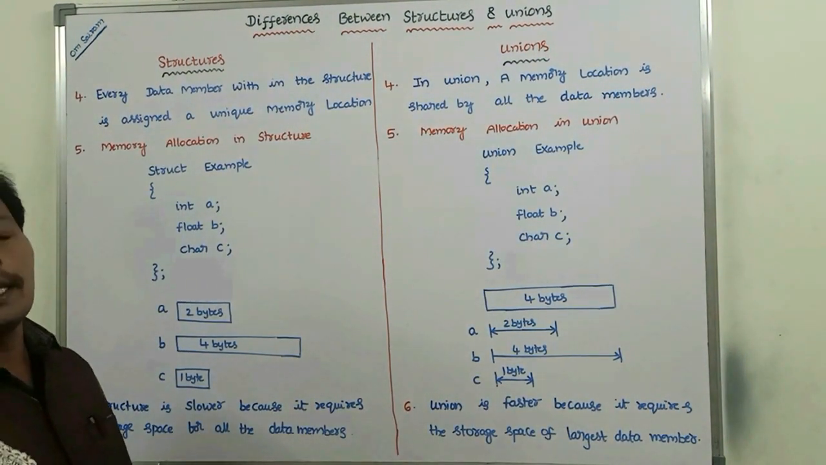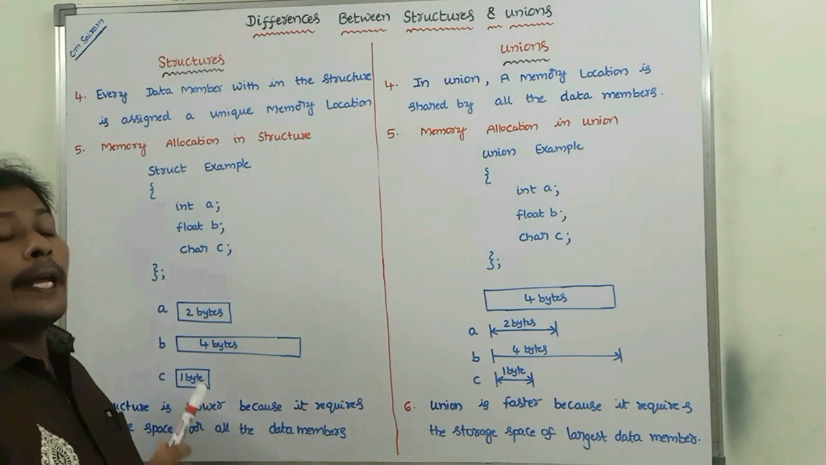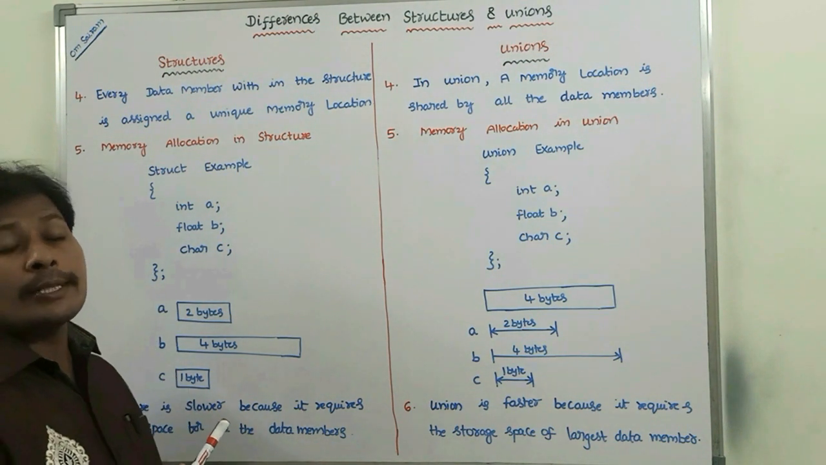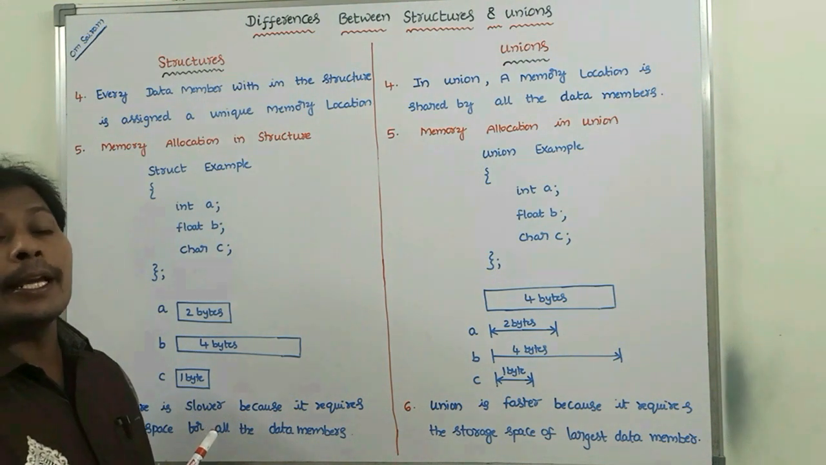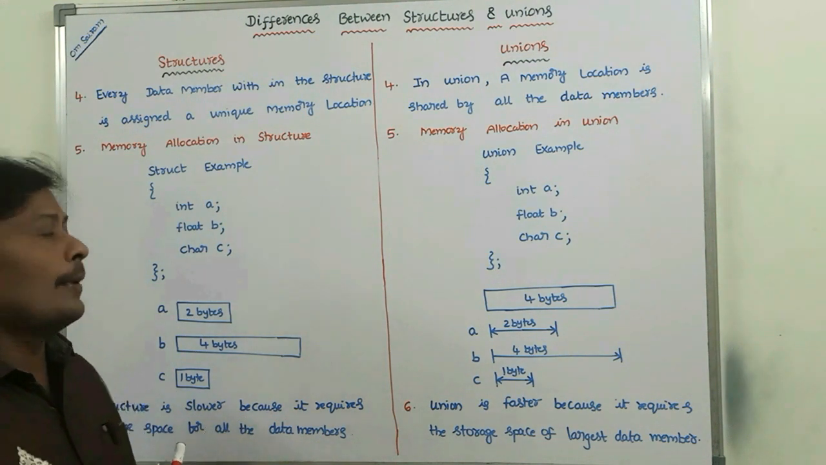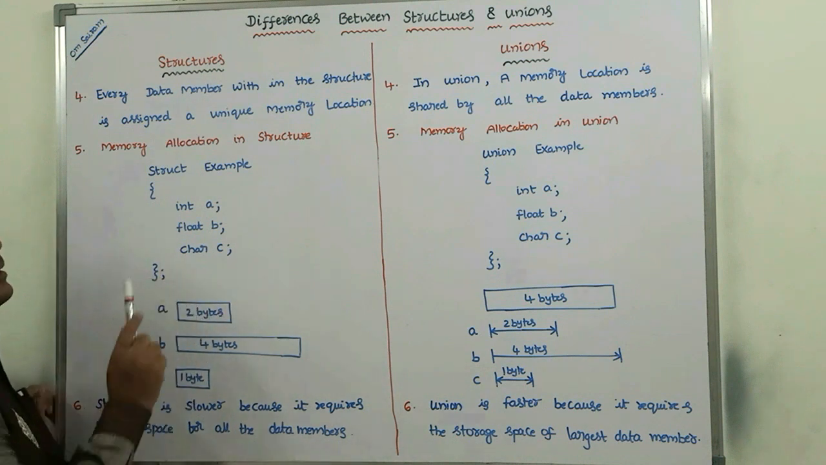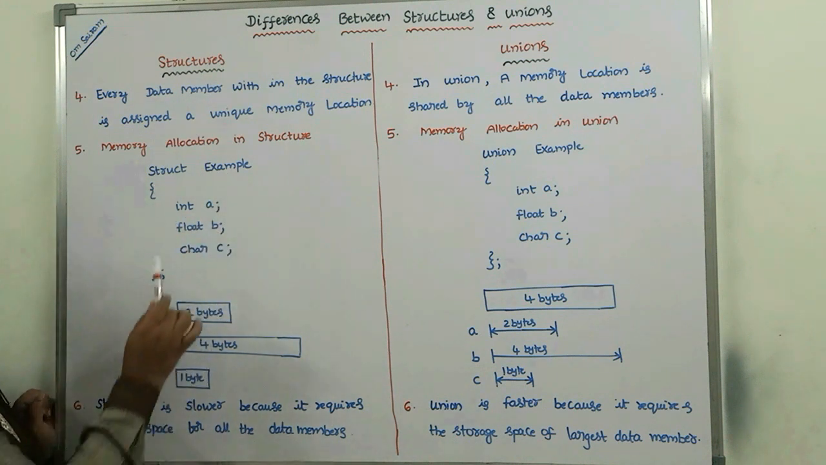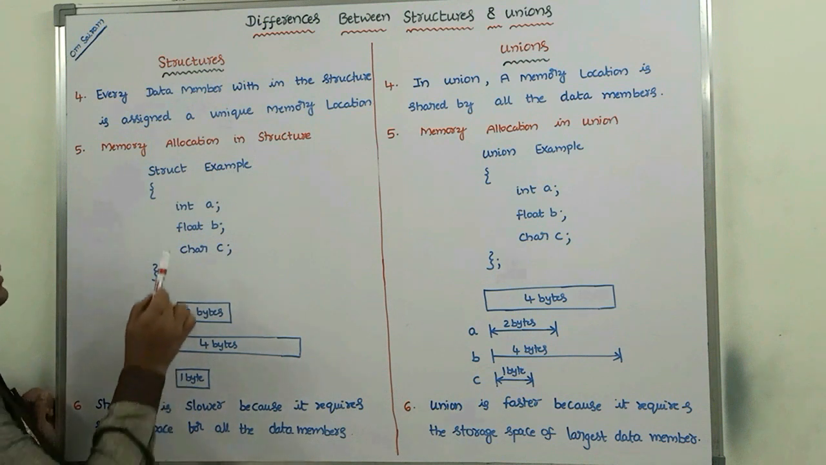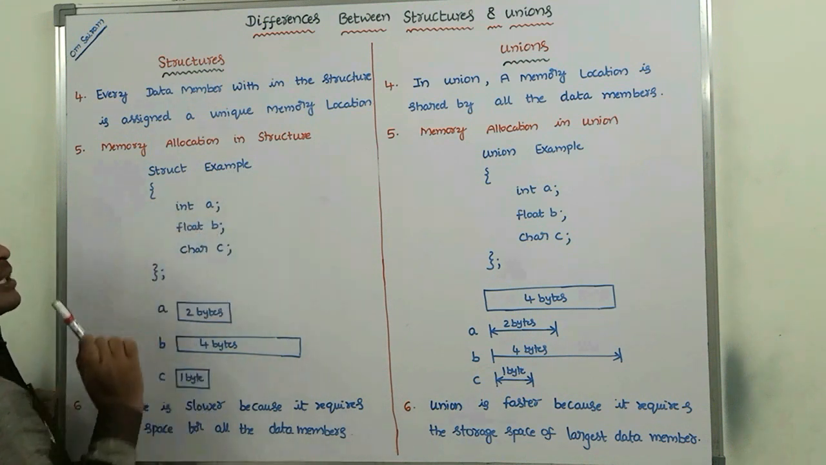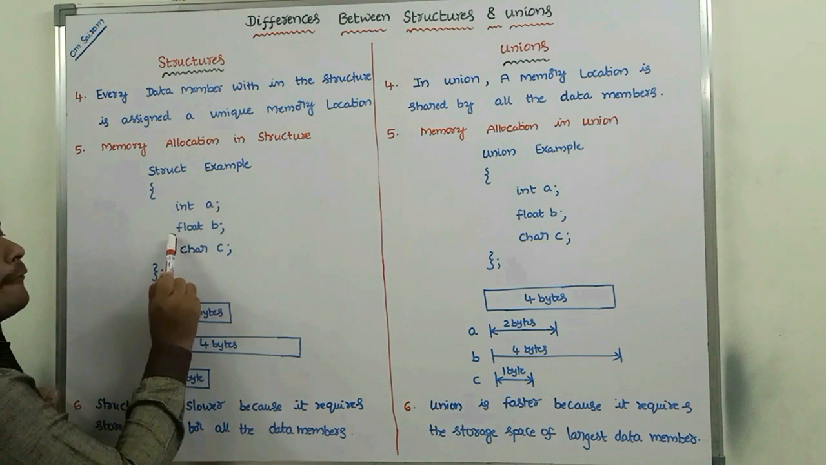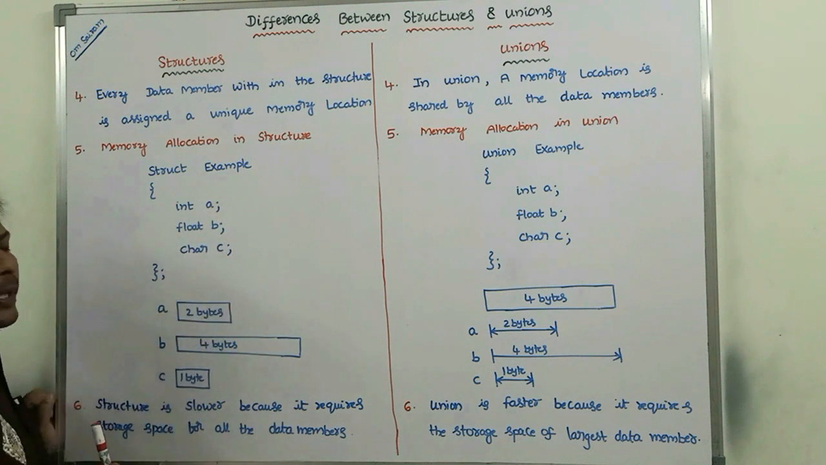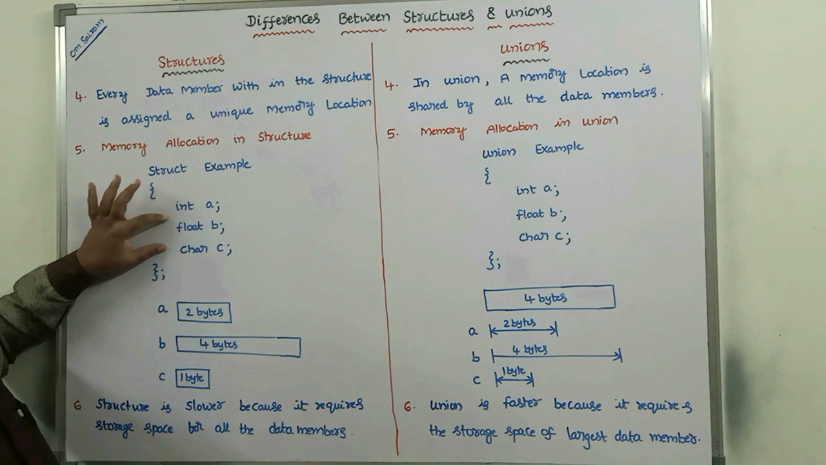The next point is that in the structure, every data member within the structure is assigned a unique memory allocation. Consider this example, struct example. Here the structure name is example and the data members within the structure are int A, float B, char C. Three data members are there in the structure called example. Each and every data member is assigned a unique memory location.